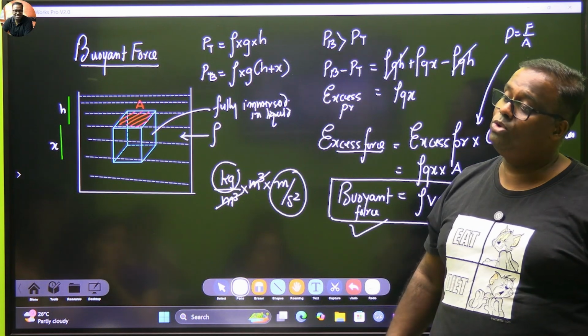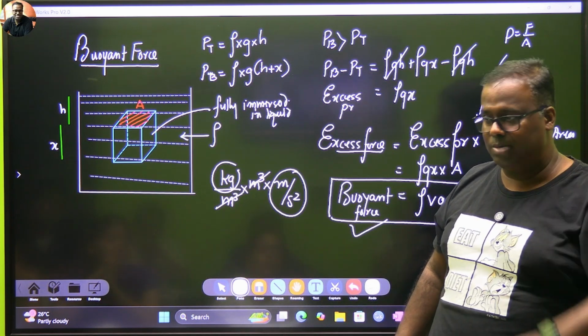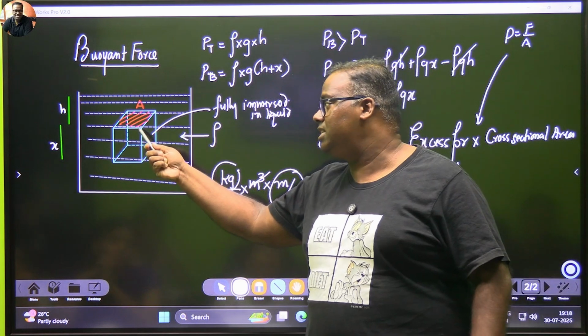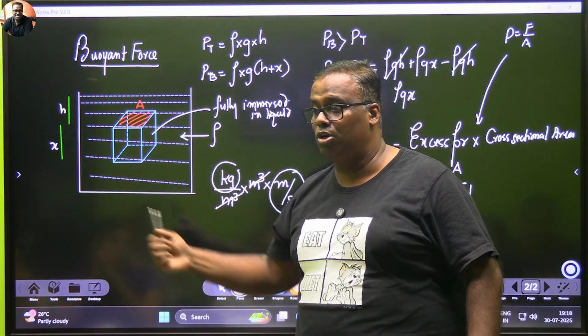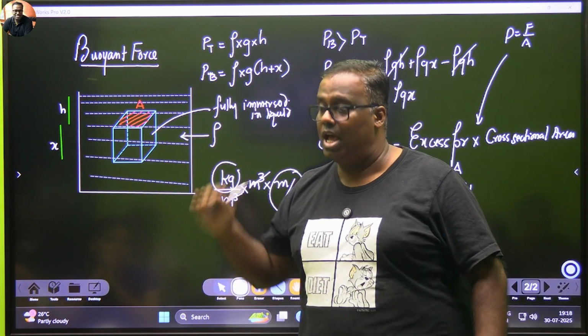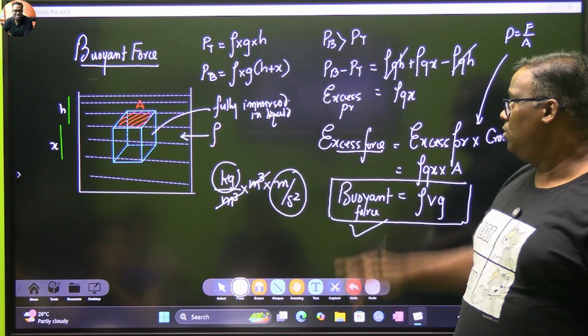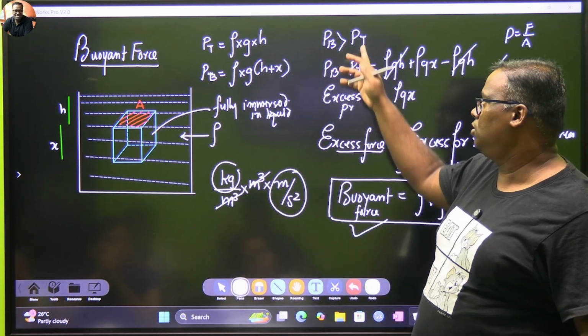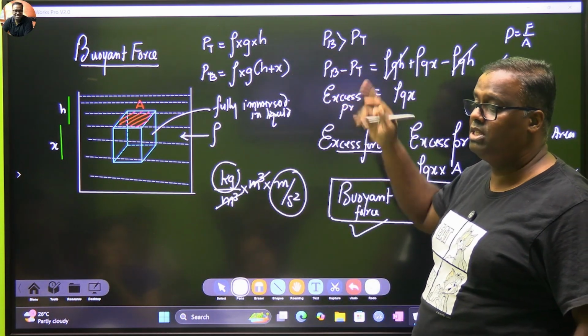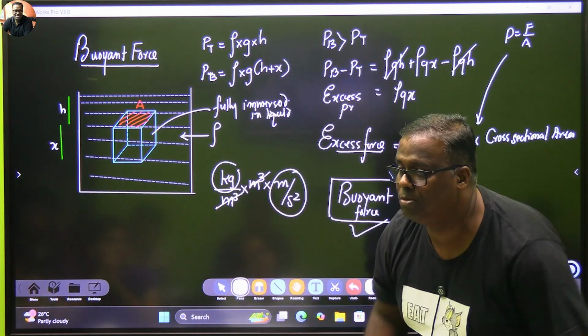Pressure is equal to rho gh. Pressure increases with depth. The top surface is at a lesser depth as compared to the bottom surface, so the bottom surface experiences more pressure as compared to the top surface. If I find out the difference, this is the excess pressure that is acting from the bottom side.